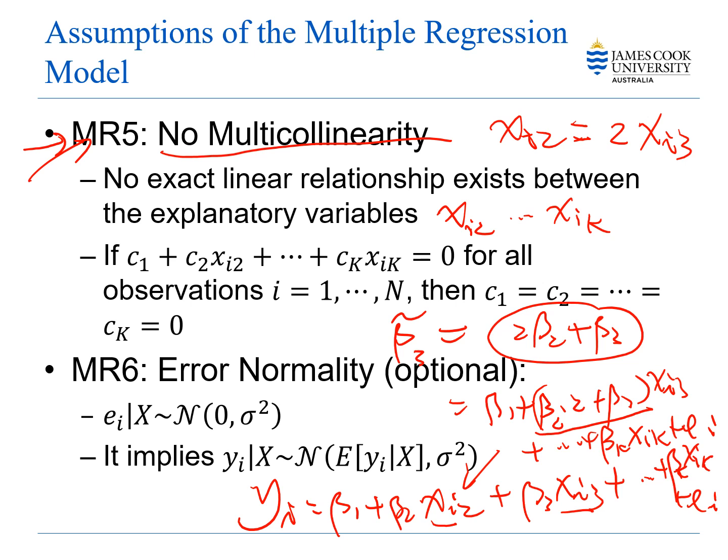MR6, error normality. Basically, it says that conditional on X, our error term is normally distributed, and that implies that conditional on X, Y, the outcome variable, is also normally distributed. And this allows us to conduct inference and testing in finite samples.